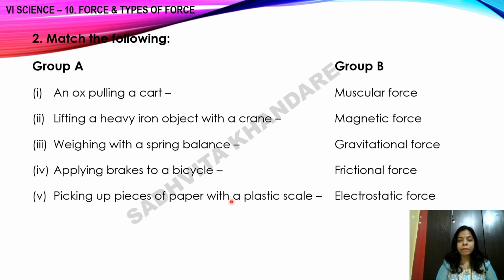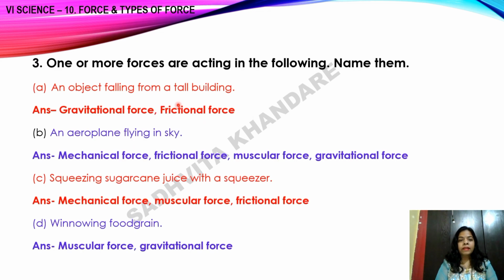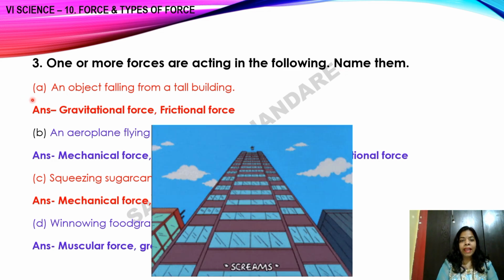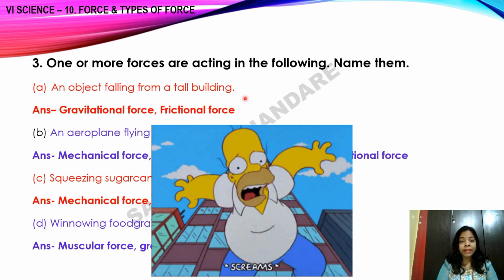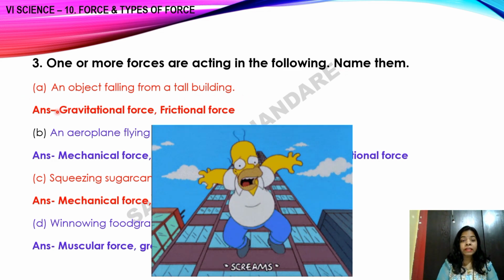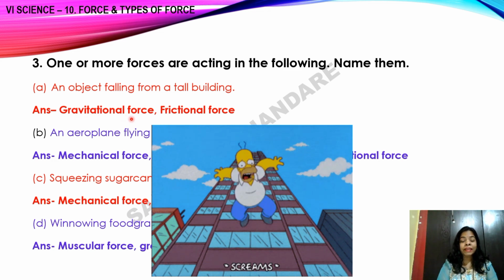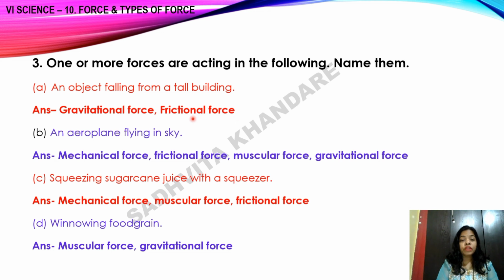Picking up pieces of paper with a plastic scale, electrostatic force. The activity, children, where you are rubbing the scale on your hair and then bringing it close to the bits of paper. Third question, one or more forces are acting in the following. Name them. An object falling from a tall building. On that object, children, gravitational force will be acting and the air will give air resistance. So frictional force will also act on the object.